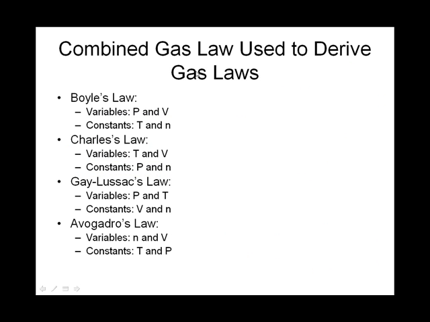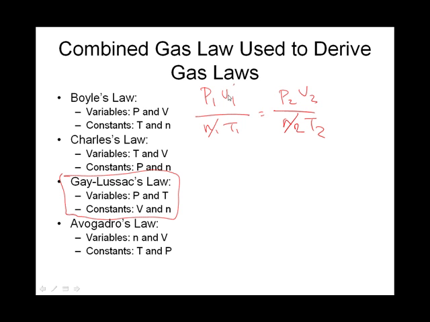Gay-Lussac's law. Let's start with P1 V1 over N1 T1 equals P2 V2 over N2 T2. My Gay-Lussac's law says that my volume and my number of particles are constant, so I can just cancel those out, and here is my Gay-Lussac's law formula.